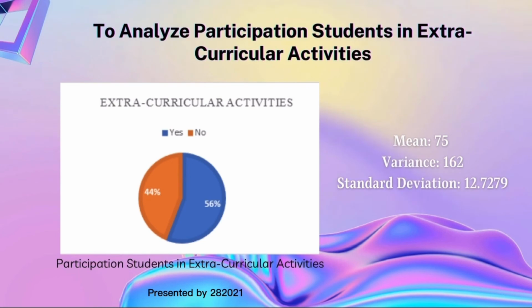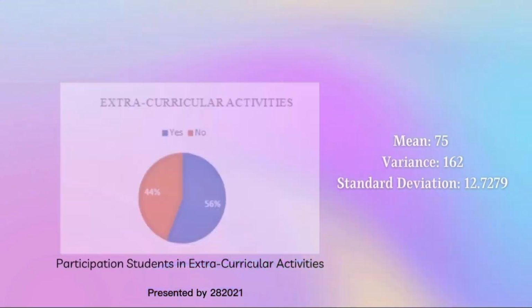Next, we analyze the participation of students in extracurricular activities. The pie chart shows that the majority of students participate in extracurricular activities. The total is 84 students, forming 56% of students. The total number of students that do not participate in extracurricular activities is 66 students, forming 44% of students. Based on the analysis, we can conclude that the mean of this data is 75, the variance is 162, and the standard deviation is 12.7279.